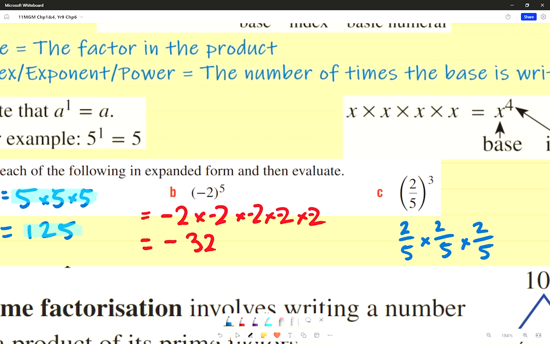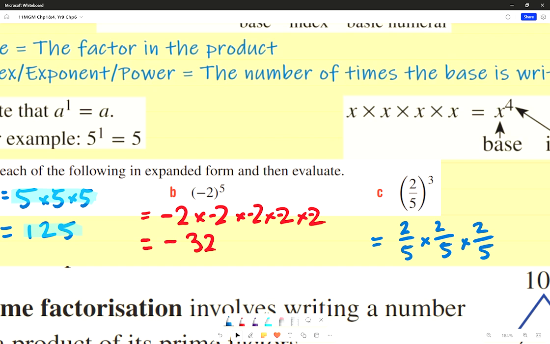So 2 over 5, to the power of 3, that actually ties in really closely to measurement. If I was trying to figure out the volume of a cube that had the side length of 2 over 5, or 0.4, that's how I'd do it. If I didn't have a calculator, that's how I'd do it as well. So, continue on with that.